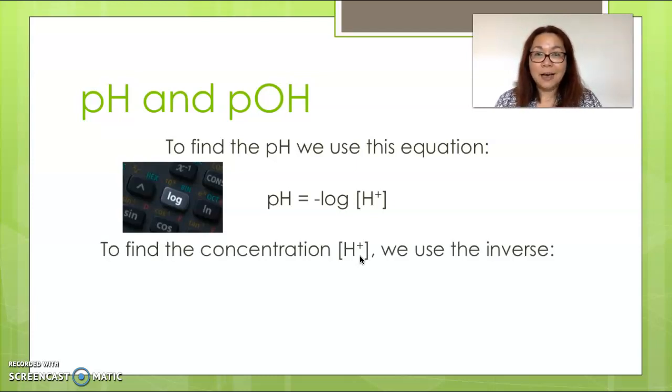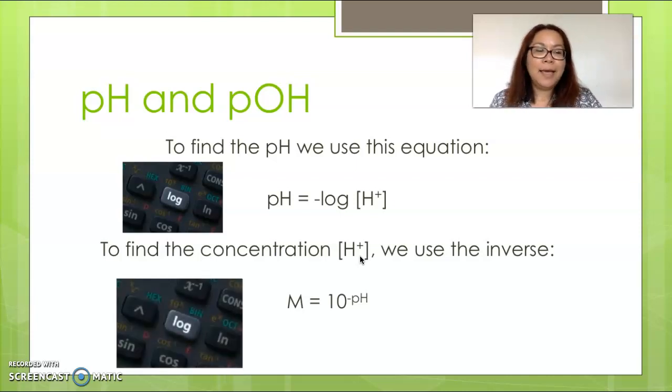To find the opposite of that, to find the concentration itself, if we're given the pH, we're going to have to use the inverse function. And the equation for that will be capital M, which means molarity, and remember, molarity means concentration, equal to 10 to the negative pH, or 10 to the negative pOH if we're talking about bases. And again, you're going to have to familiarize yourself with finding where that inverse log function is.